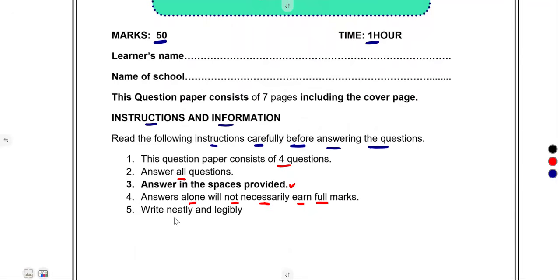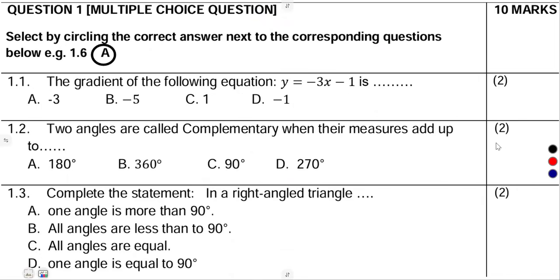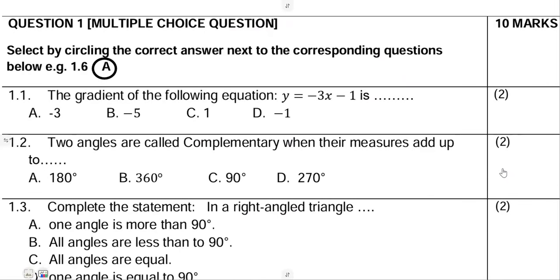All right, answers alone will not necessarily earn full marks, meaning to say show working. All right, so that is it, guys. Make sure that you also write neatly on your presentation. On question number 1, we are given a multiple choice question that was select by circling the correct answer next to the corresponding questions below. That was for example 1.6. The answer is A. All right, that is it, guys.